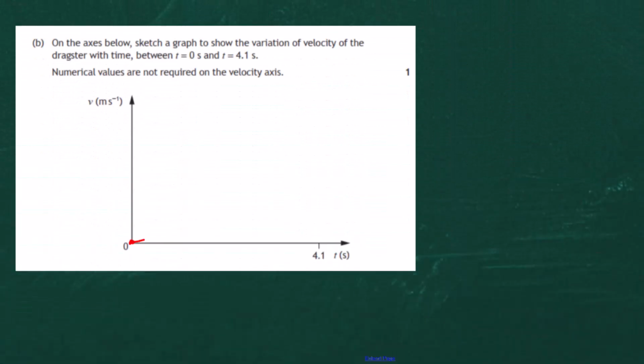Part B. On the axis below, sketch a graph to show the variation of velocity of the dragster with time between t equals 0 seconds and t equals 4.1 seconds. Numerical values are not required for the axis.